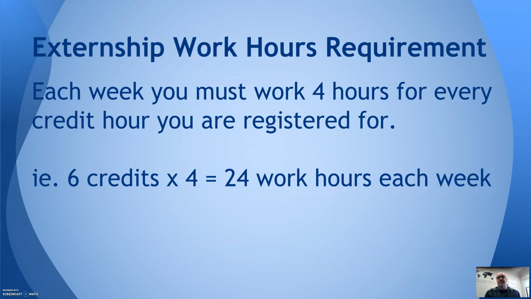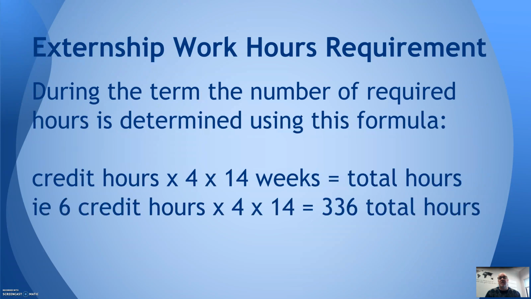Typical week, we've talked about this before. You take your number of credit hours, multiply it by 4. That means you should be working 24 hours a week if you're registered for 6 hours. Whatever credit hours you're registered for, you should multiply by 4. Should then multiply that number by 14, which is the required length of an externship. It must be 14 weeks long. So again, for a 6-credit externship, it's 4 hours a week times 6 credits times 14. You're required to put in 336 hours during the term.